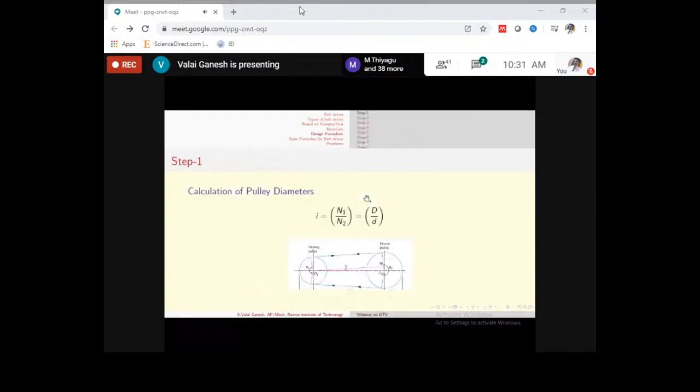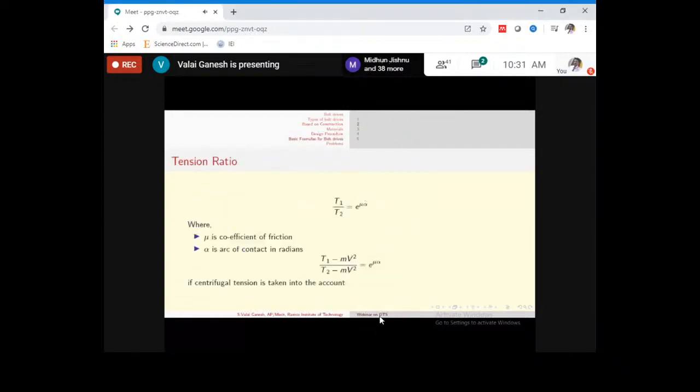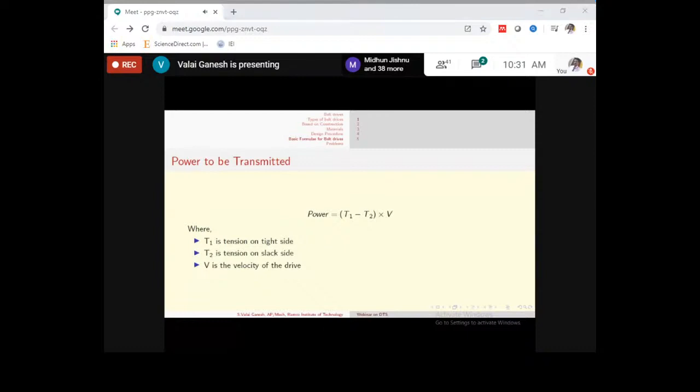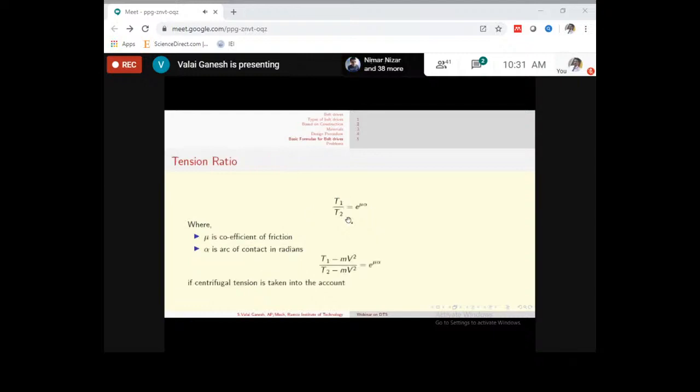T1 is the tension on the tight side, T2 is the tension on the slack side, and V is the velocity of the drive. So this is the first formula for you, power to be transmitted. Whenever they are looking for power to be transmitted, you need to apply the data in this equation. From that you can get the answer in terms of kilowatt or watt. For calculating T1 and T2, we have some different formulas available.